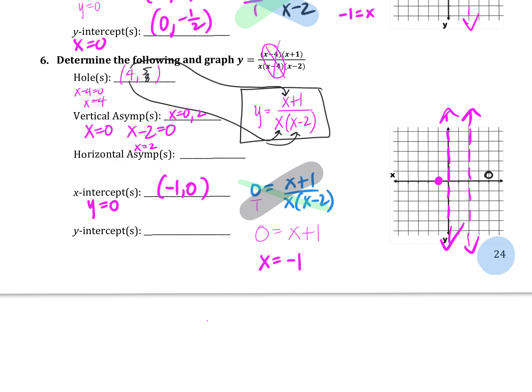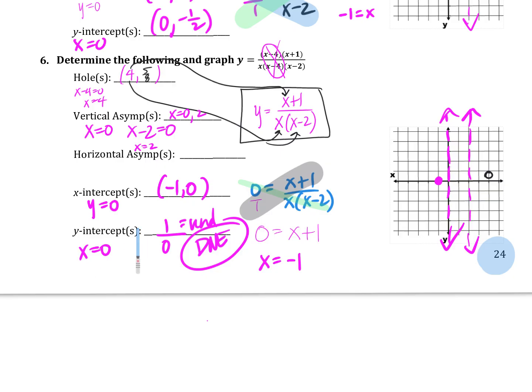on my graph. My y-intercept, again, is when my x is 0. We're plugging in a 0 for x here. When x is 0, what do we get on top? 1 over, when x is 0 on the bottom, wouldn't it be 0 times a -2, which is 0? Guys, are we ever allowed to divide by 0? No, it's just undefined, or if you just want to write does not exist.